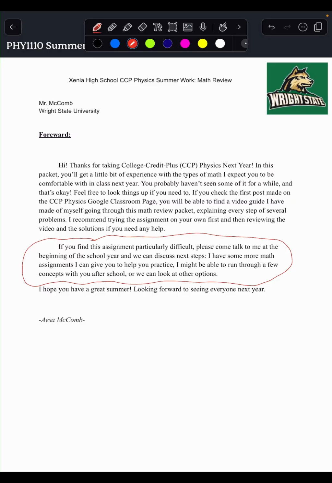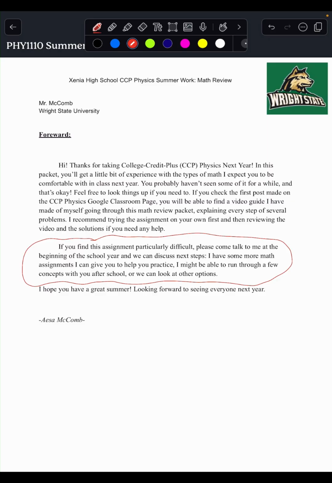Maybe you need a little bit of extra help. Maybe you need a little bit more practice. I'd be more than happy to help you with any of that. Likewise, maybe you would want to switch into honors from CCP, or vice versa, or whatever, right? That's a conversation we can have at the beginning of next school year. So please, if you found any part of this hard, beyond needing to remember a formula or something, please come and talk to me and we will try to get you sorted out. Okay? So without further ado, let's get started.